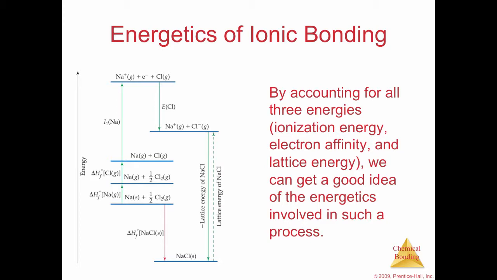Energetics of ionic bonding. By accounting for all three energies, that is the ionization energy, or the energy needed to extract an electron from sodium, the electron affinity, that is the energy needed to add an electron to chlorine, and the lattice energy, that is the energy needed to break a sodium chloride lattice, we can get a good idea of the energetics involved in such a process. This is called the Born-Haber cycle, and I would like you to watch the accompanying videos on that.